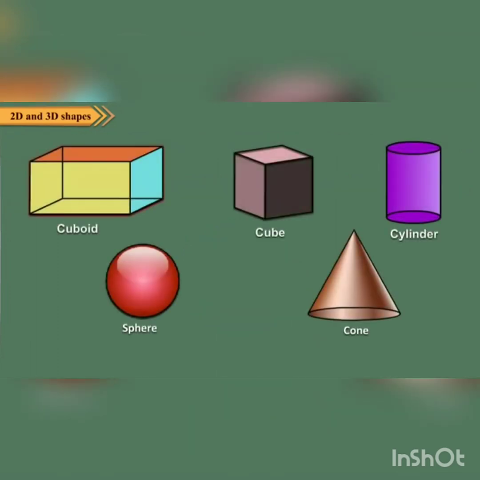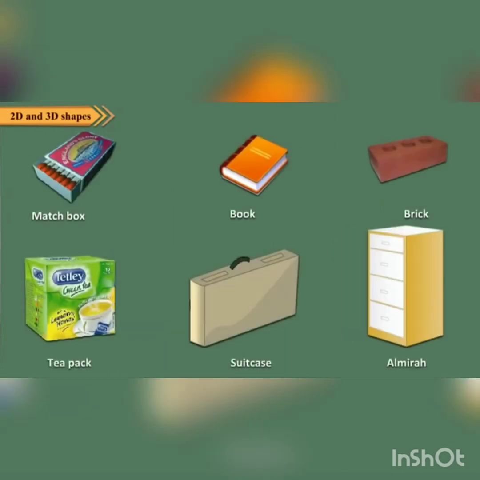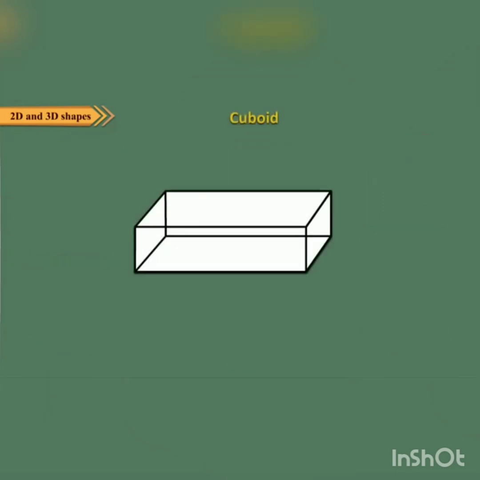Look at the objects. These are solid objects. In daily life we are using matchbox, books, brick, tea bag, suitcase, almirah. All these objects are cuboids.